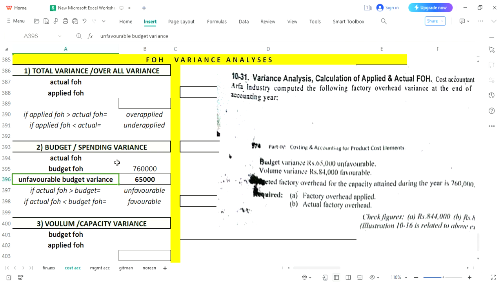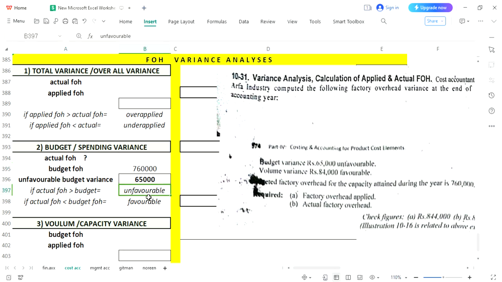But now there is a question mark. If we don't have actual FH, what will we do? This is our requirement: you can see factory overhead actual in part B is our requirement. We will be reversing our calculation at the first stage, but secondly, we'll have to follow these two conclusions. Why were we writing these conclusions for each and every question? Just to strengthen our concept. You have to see when a budget variance would be unfavorable.